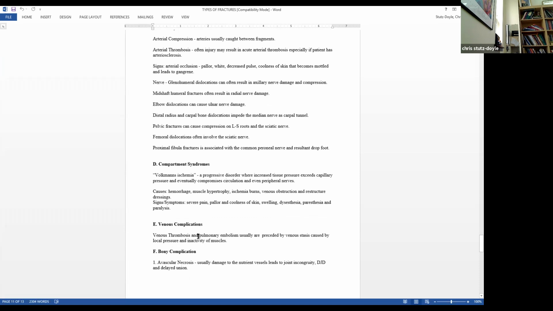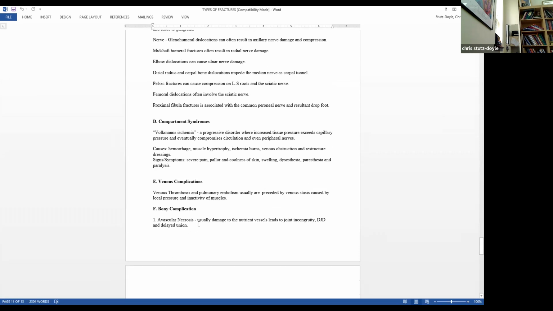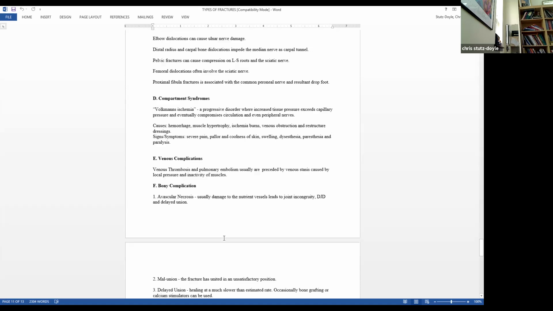Venous complications: venous thrombosis, pulmonary embolism. With thrombosis, a thrombus can be released into the circulatory system and become a pulmonary embolism. Okay. Bony complications: avascular necrosis. Avascular necrosis is tissue death, so it's usually damage to the nutrients. You could also see delayed union of the limb. Delayed union means that it takes longer than usual to heal.